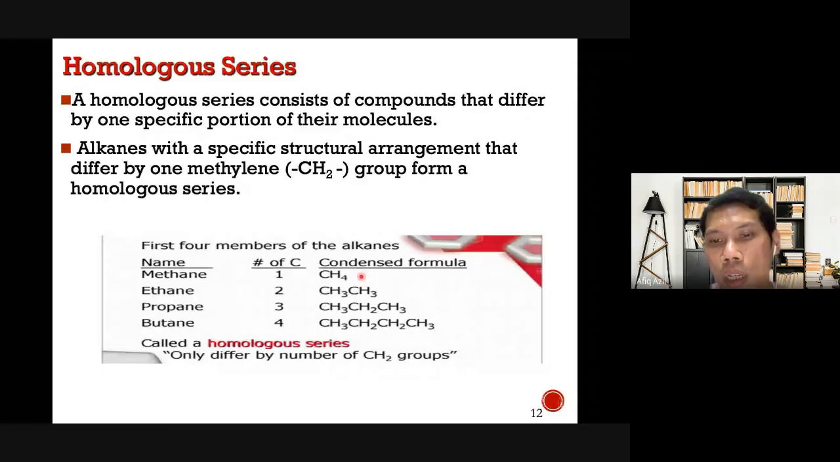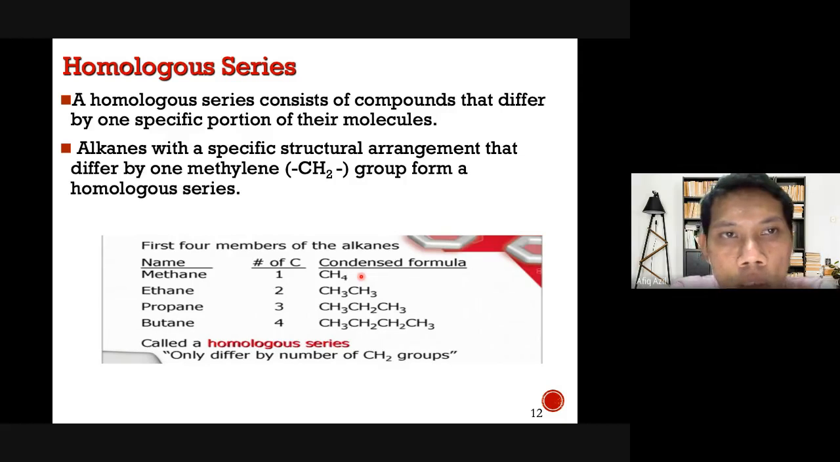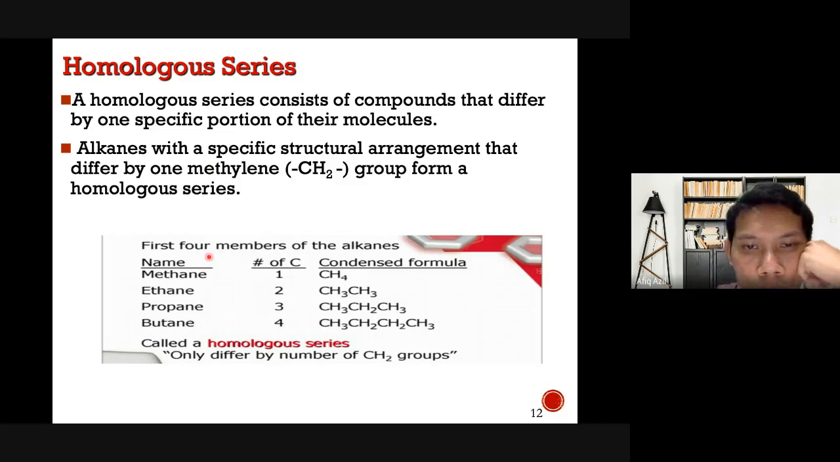So then we will go into the homolog series, or homologous series. They have the same functional groups, but they differ by one specific portion of their molecules with regard to the number of carbons. For example, alkanes with a specific structural arrangement that differ by one methylene group, which is CH2, form a homolog series given by this name.